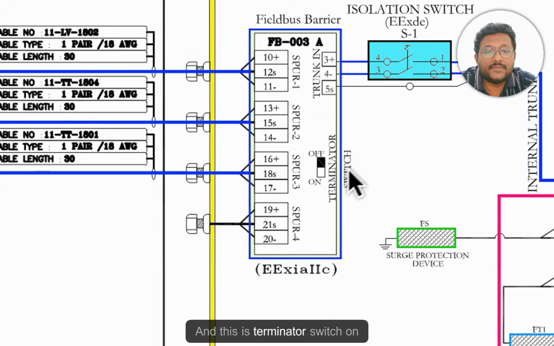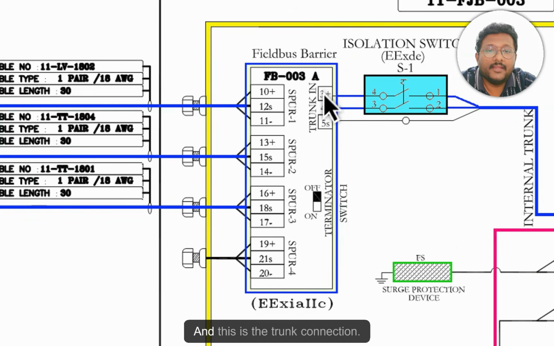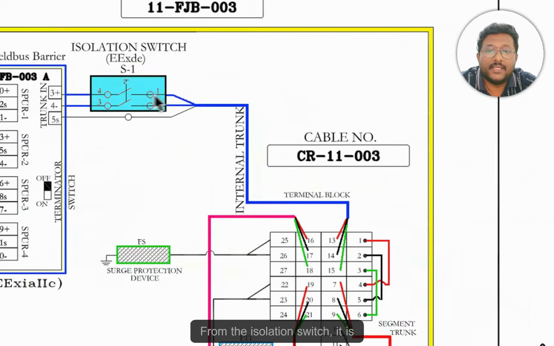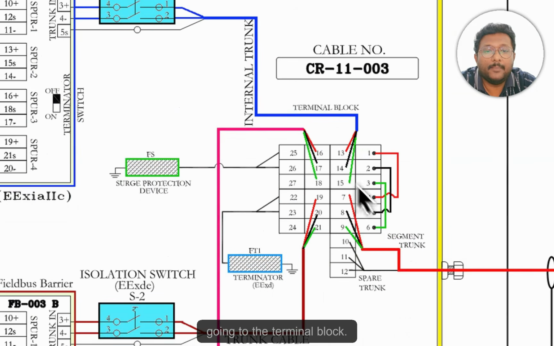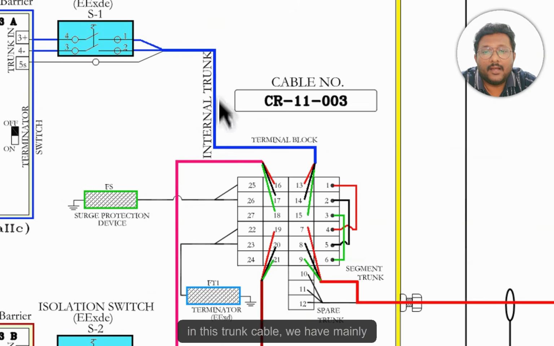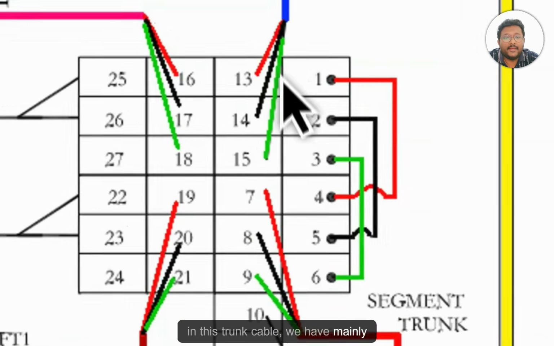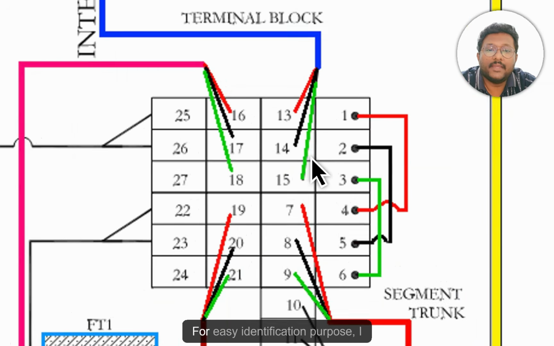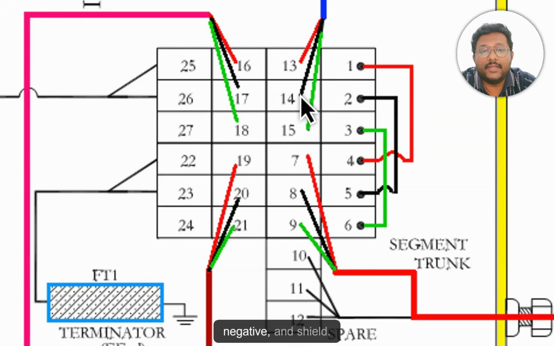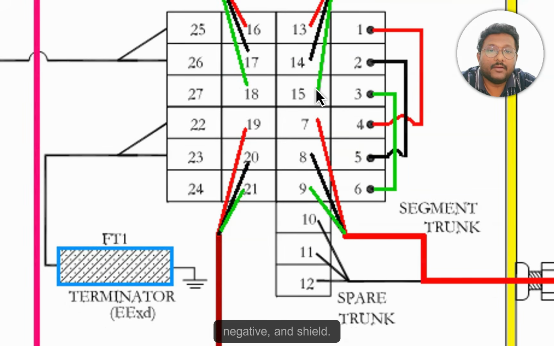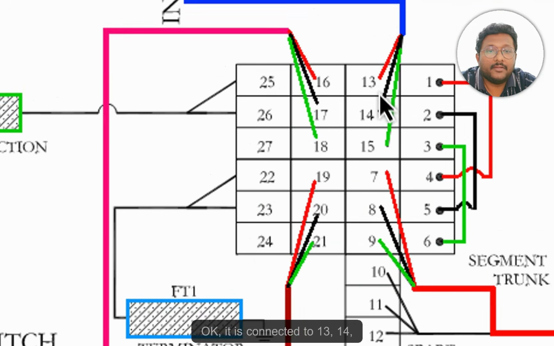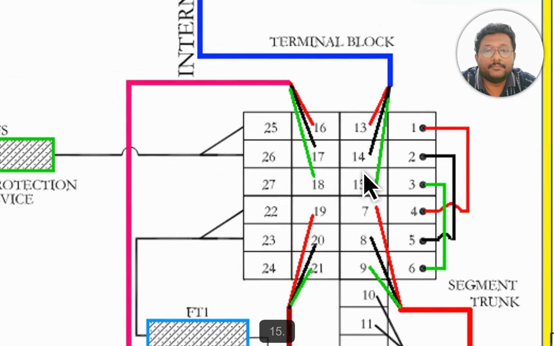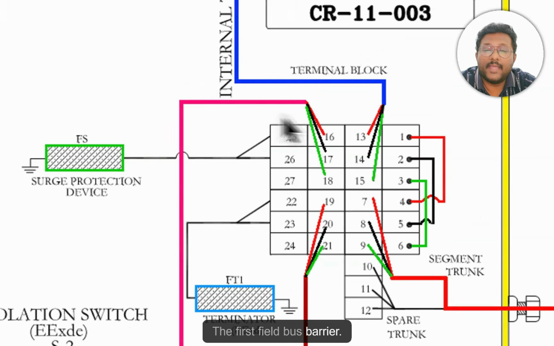And this is the terminator switch, on and off. And this is the trunk connection. It will go to the isolation switch. From the isolation switch, it is going to the terminal block. In this trunk cable, we have mainly two terminals, red, black, green. For easy identification purposes, I added these colors: positive, negative, and shield. It is connected to 13, 14, 15. That is the first field bus barrier.